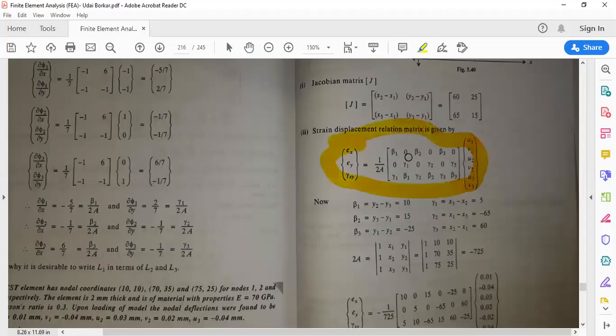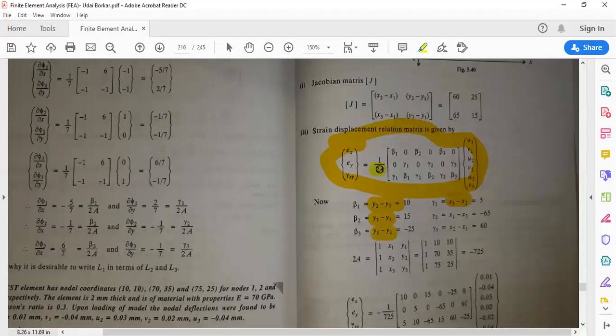Now beta 1, beta 2, beta 3, gamma 1, gamma 2, gamma 3. These formulas we have already studied in the CST element derivation. How to calculate beta 1, beta 2, beta 3, gamma 1, gamma 2, gamma 3, we have earlier seen in the CST element. The same formulas you have to use over here, and you have to calculate those values.